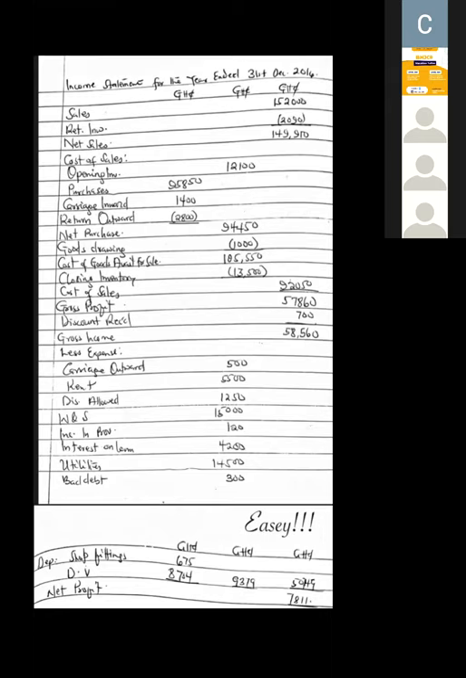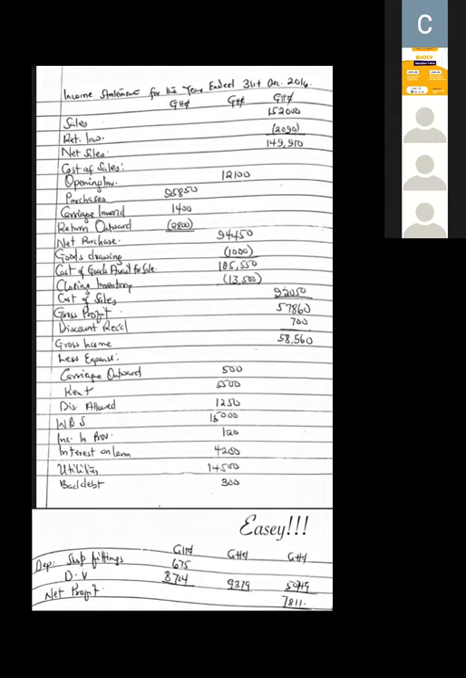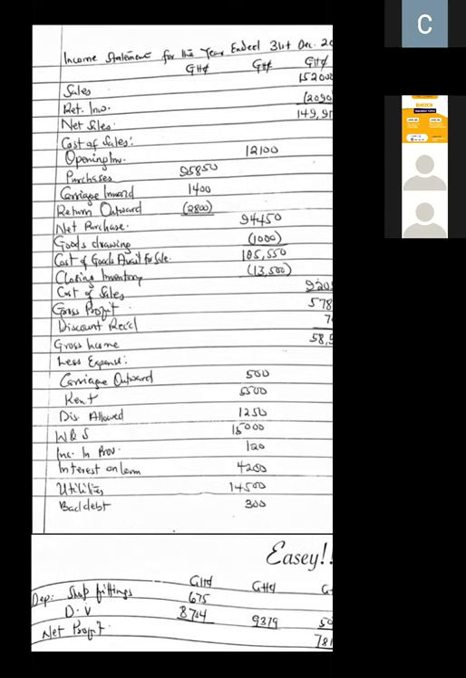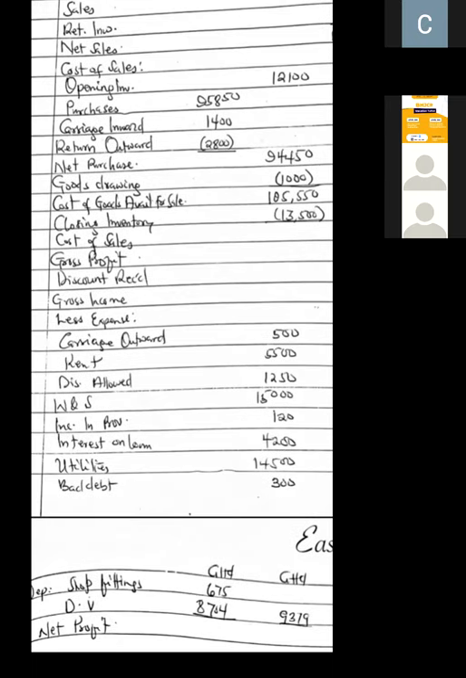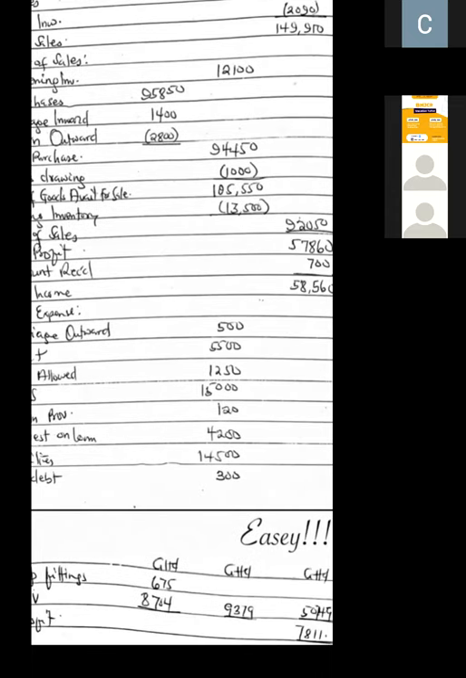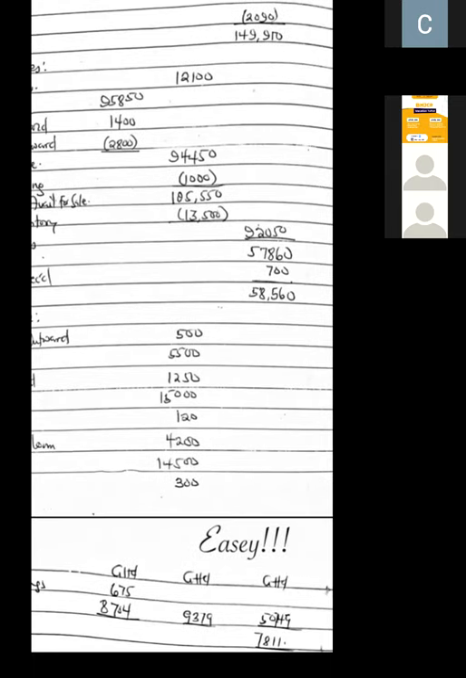All right. So we have interest on loan 4,200. We have utilities 14,500. We have bad debt 300. We have depreciation on shop fittings 675 and depreciation on delivery van 8,704. So total depreciation will be 9,379. Now we have operating expenses.